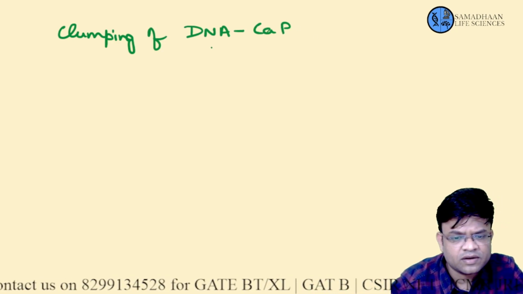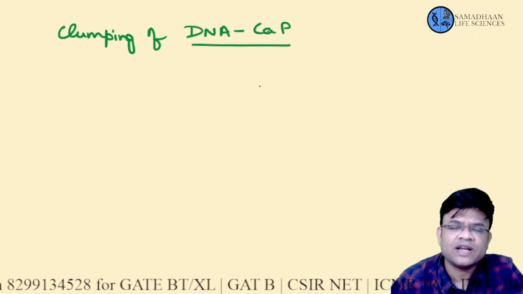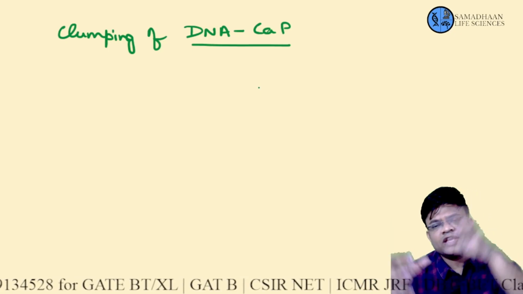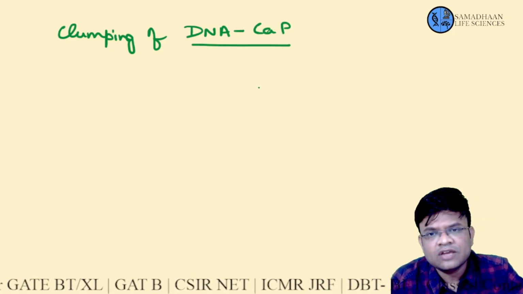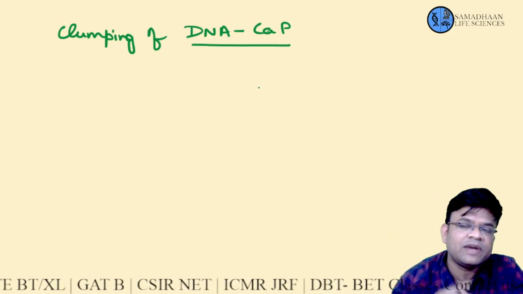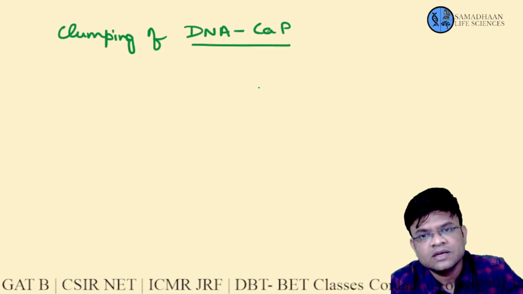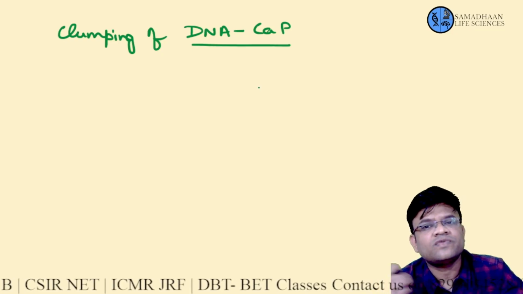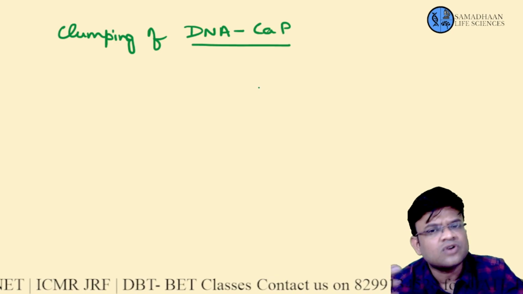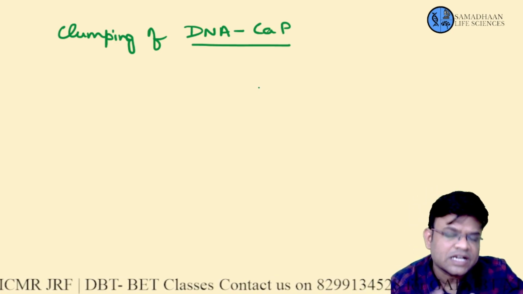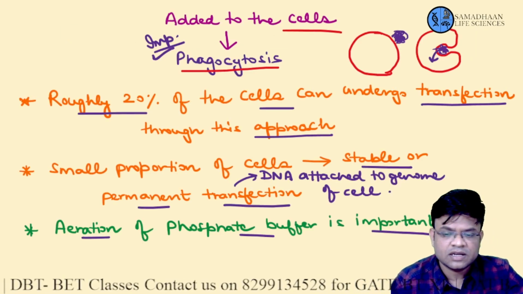calcium phosphate might occur. Now if the DNA calcium phosphate clumping takes place, that means a lot of DNA fragments are clumped together, then the probability of engulfment of this complex becomes very less. So you would always want the transfection chances to be very high. So you would not want this clumping to occur. That is why continuous aeration is provided. I hope this concept is clear to you.